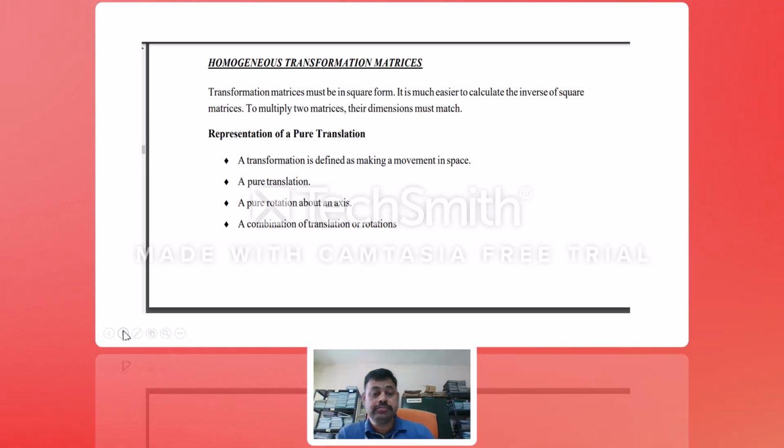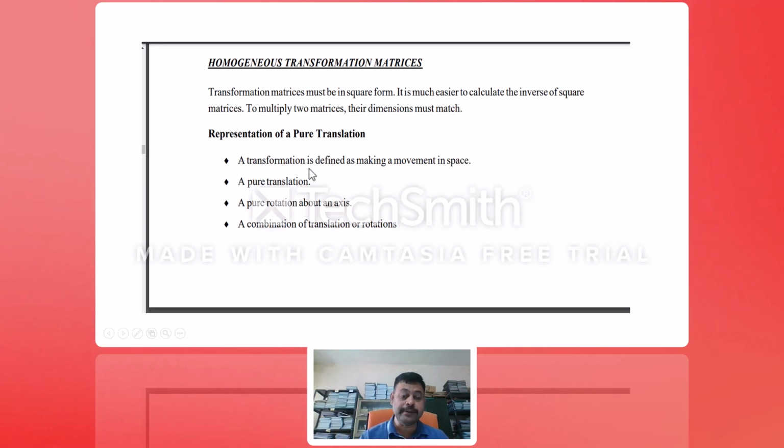Now I am coming to the homogeneous transformation matrix. This is one of the topics in our syllabus, that means unit 4 syllabus. The transformation matrix must be in square form. So you have to represent either 2 into 2 or 3 into 3 or 4 into 4. It must be easier to calculate the inverse of a square matrix. To multiply two matrices, their dimensions must match. So this is the reason why we are using square matrices, 2 into 2, 3 into 3 like that.